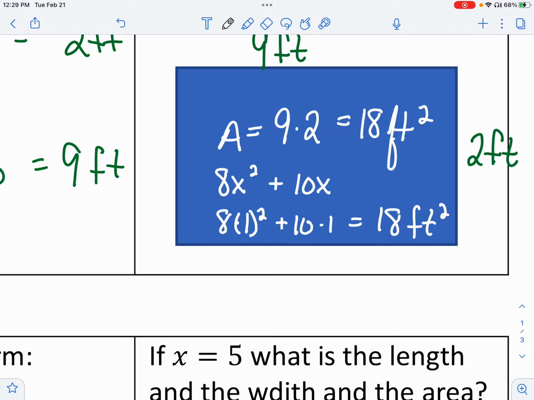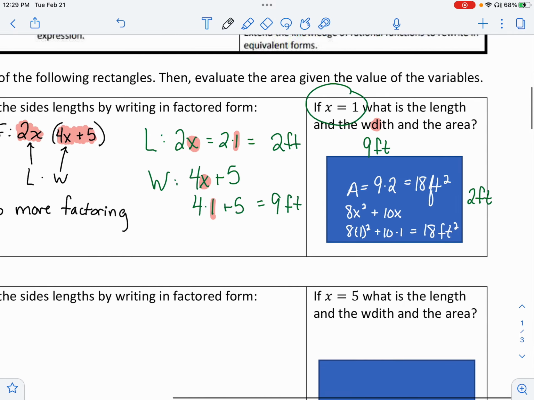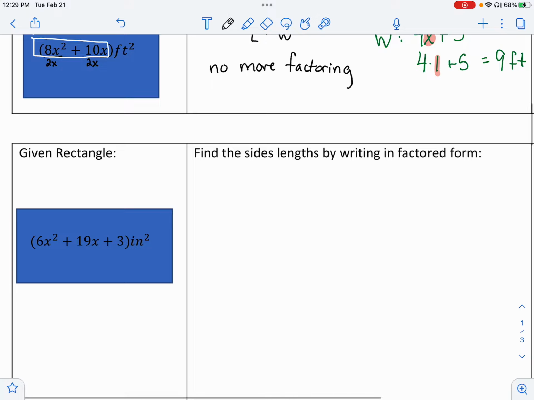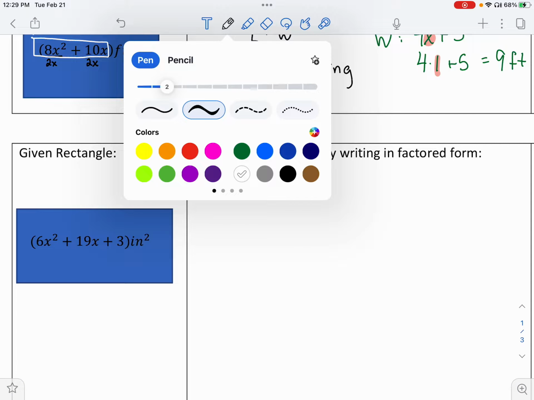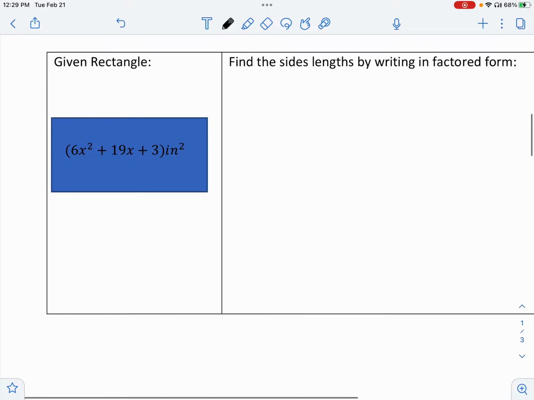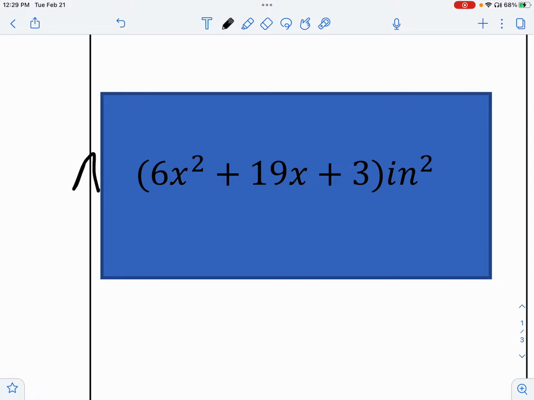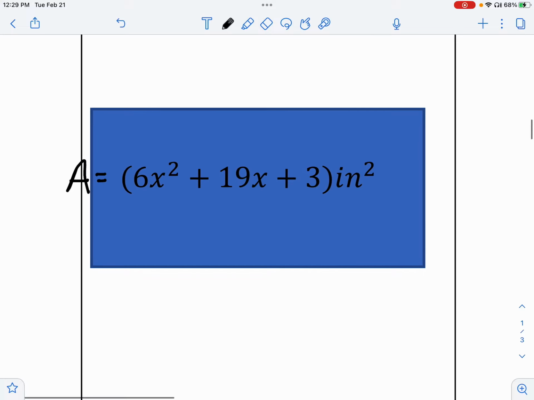So I have my area, I have the length, and I have the width because I showed all my work. All right, now I do promise they do get a little harder. It's not just a GCF all the time. So over here, this is the given area of this particular rectangle, which means whatever was here got multiplied with whatever was here, and this is the product that I got.